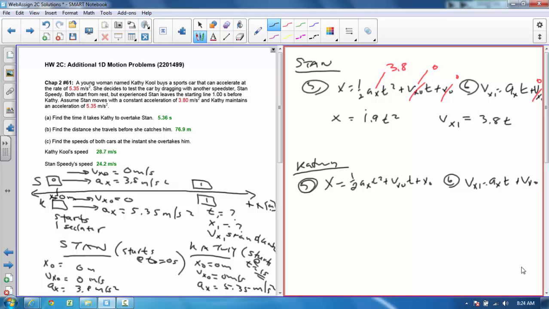Now, here's a trick. I want Kathy's equations to use the same time that Stan's is using. How do I do that? All right, we have to change her t. And by the way, this is in math. We've done this before. You have f of x, and we do a substitution.